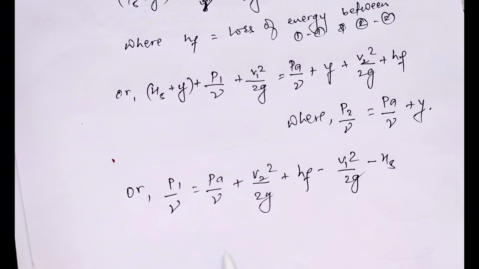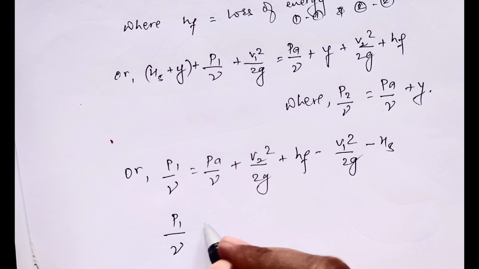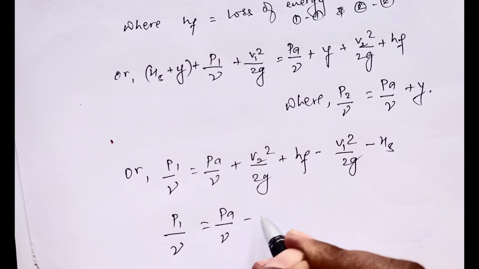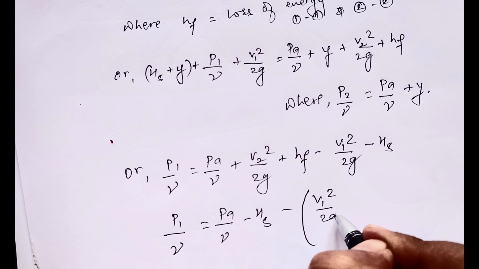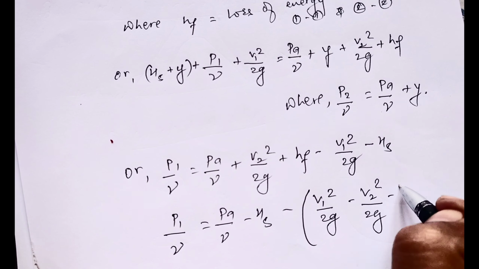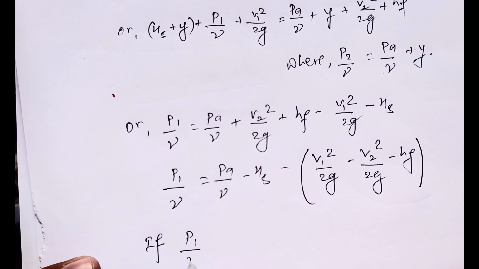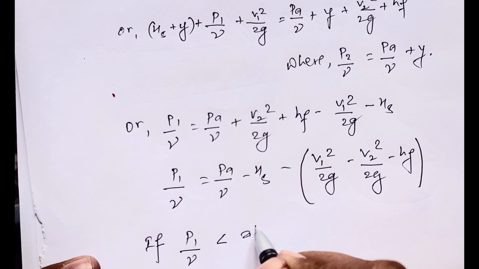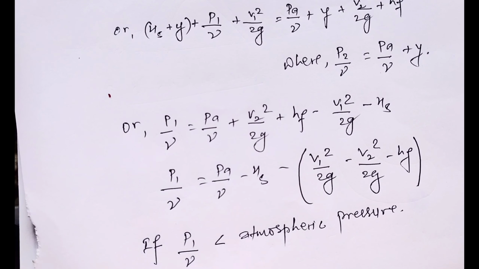After this, P1 by gamma equals PA by gamma minus HS minus V1 square by 2G minus V2 square by 2G minus HF. In this case, if P1 by gamma is less than atmospheric pressure, in such case there will be the limiting value for the setting of runner with respect to water due to cavitation.